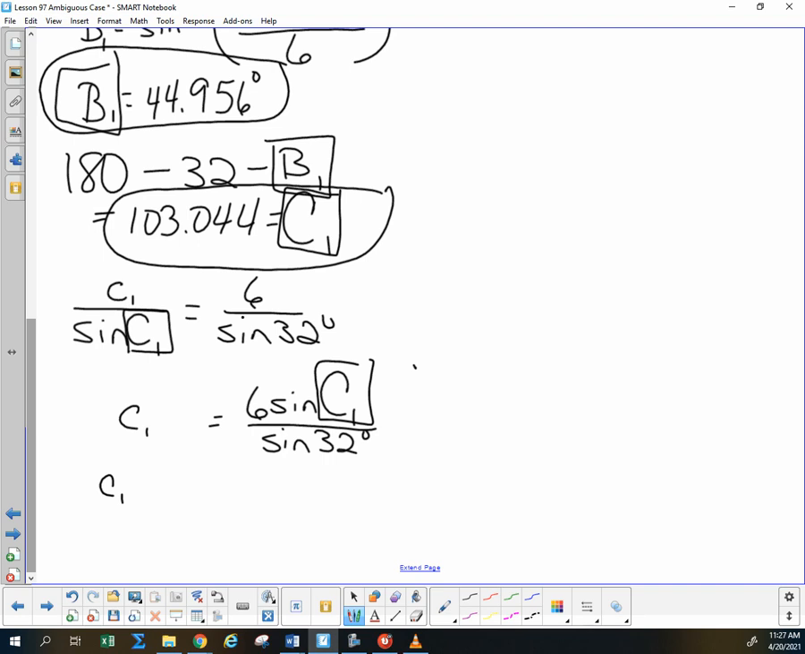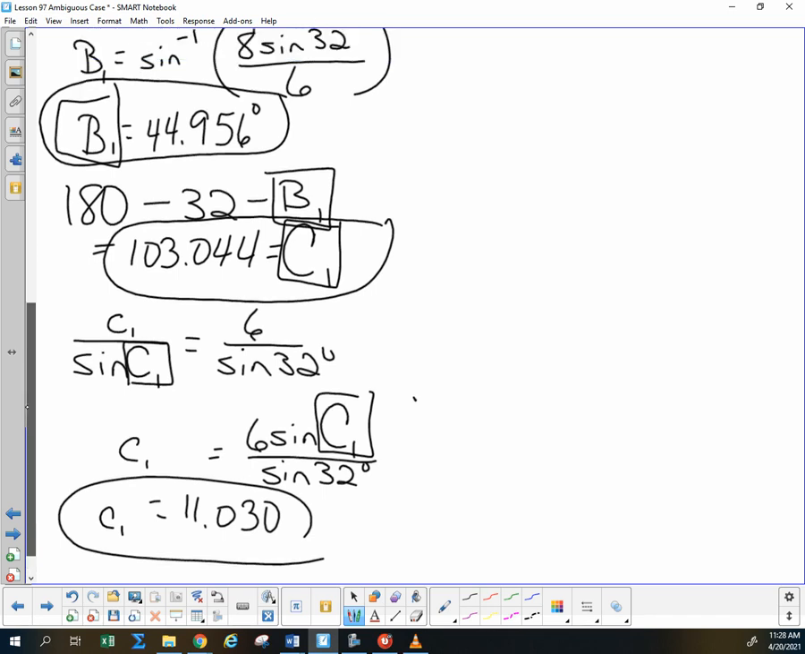Max, what you come up with? 11.030. Thumbs up, thumbs down, 11.030. I'm seeing a lot of agreement here. And we don't know any units for that. So now I've found all of the missing things for case 1, where I angled that side out, so my first angle that I needed to find was acute.